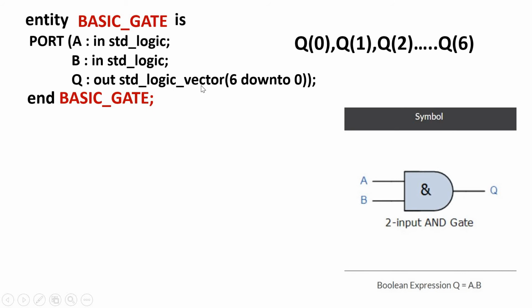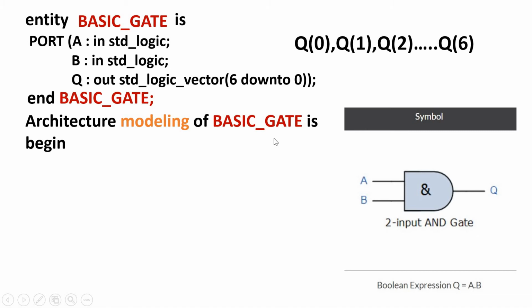Variable Q is a bus type because in this module we cover all the basic gates. We have 7 gates: AND, OR, NAND, NOR, XOR, XNOR, and similarly NOT. This is a vector type, std_logic_vector 6 down to 0. So the variables created by this line are Q0, Q1, Q2, and similarly up to Q6.